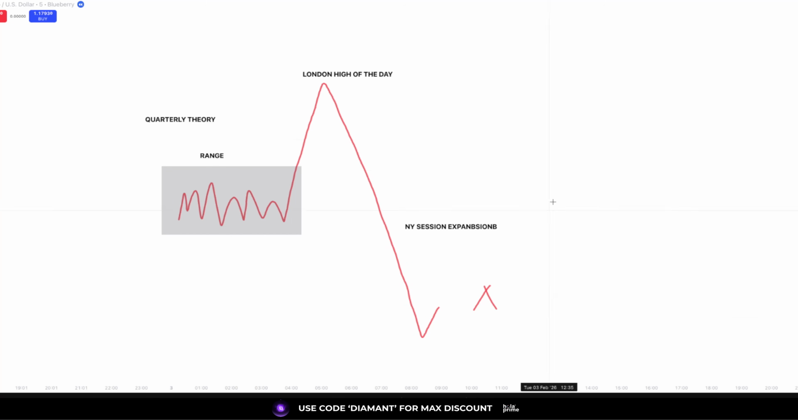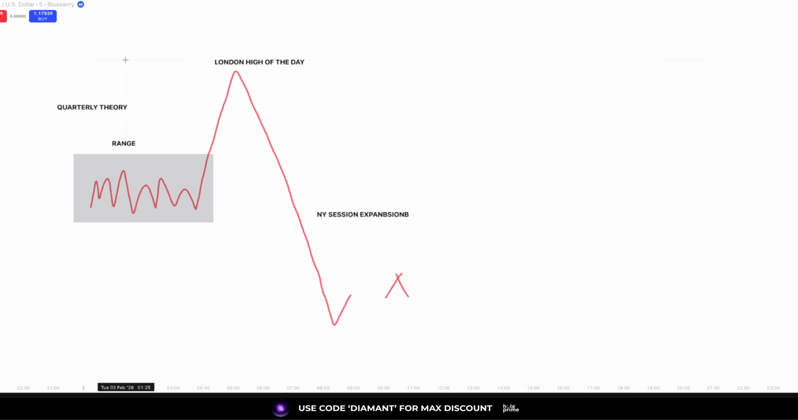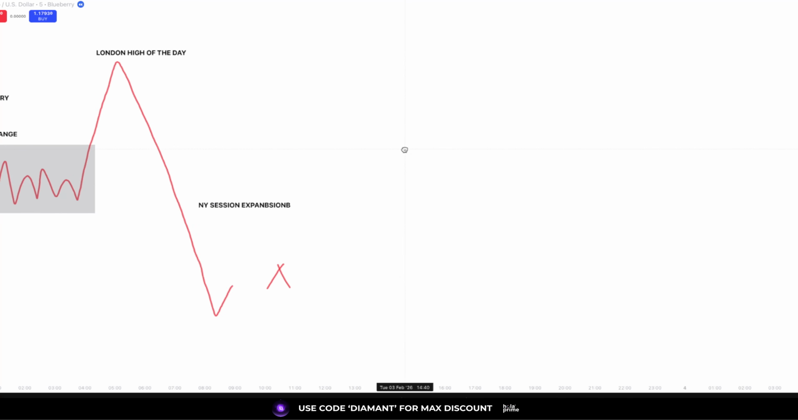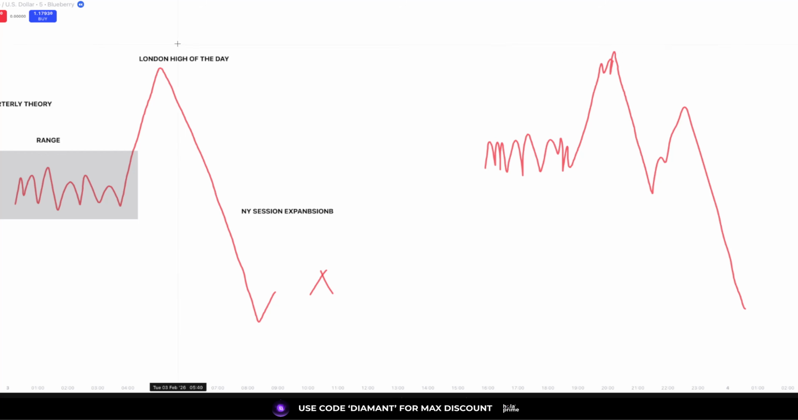Now, obviously price could actually vary in terms of this. Not every single day is going to look exactly like this setup. For example, we may see where London actually ranges, New York then manipulates, and then post New York is when we actually get that move downwards. So it may just be a flip of the actual timings itself. But how does this actually work in terms of executing?